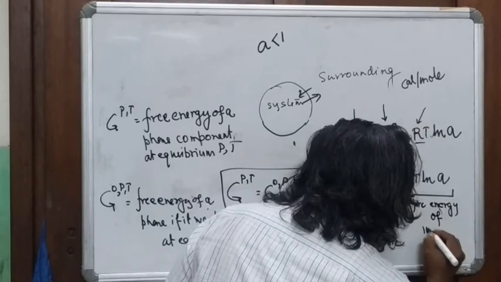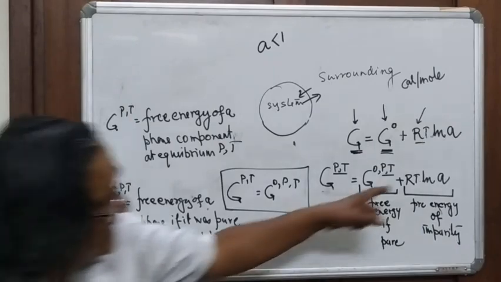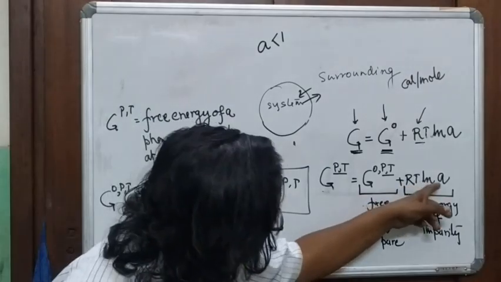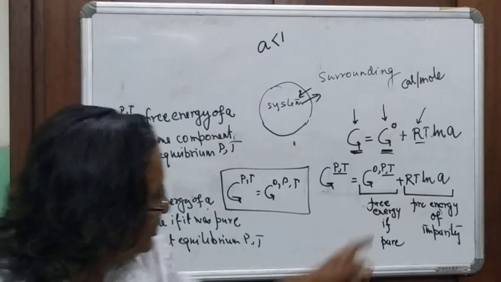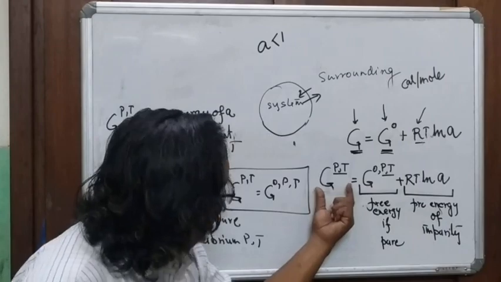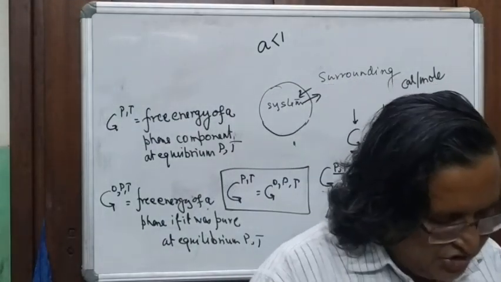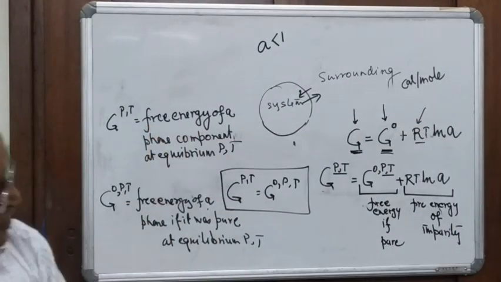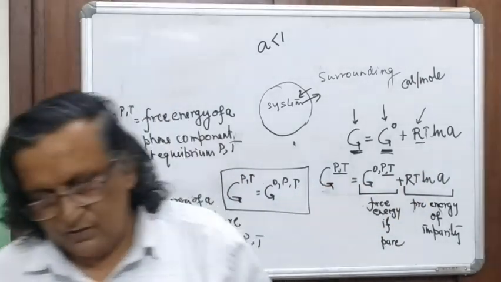of impurity. Because A less than 1 means there is impurity. Multiplied, ln of that is negative, and the whole term becomes negative. So this is the free energy of impurity, and this is the free energy of purity, and G is the sum total of it. For a pure phase, this term vanishes, and you have G is equal to G0 PT.